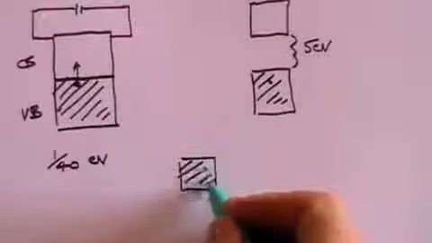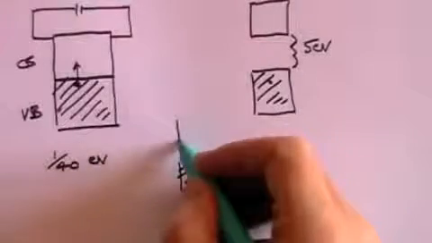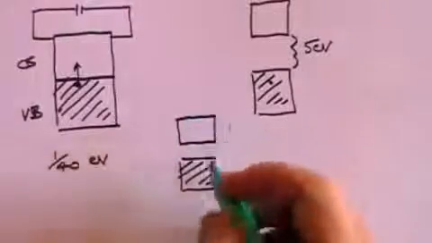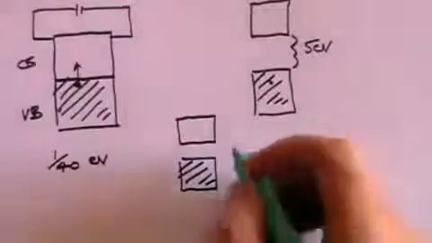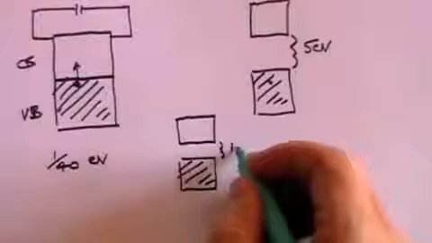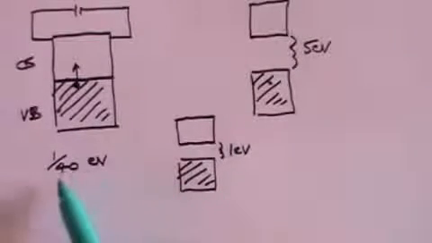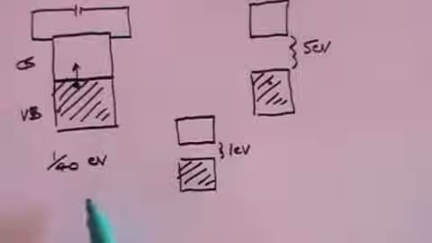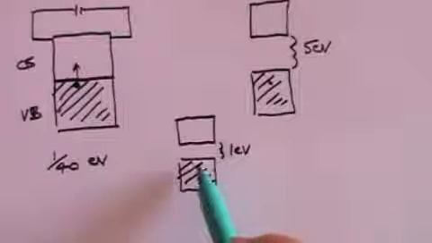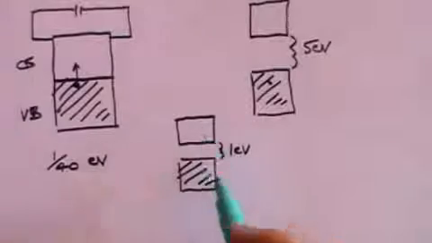Here is the valence band, which is full. Here is the conduction band, which is empty. But the gap now is only about 1 electron volt. And at room temperature, where the photons will have an average energy of 1/40th of an electron volt, that still is too big for the electrons to jump across.